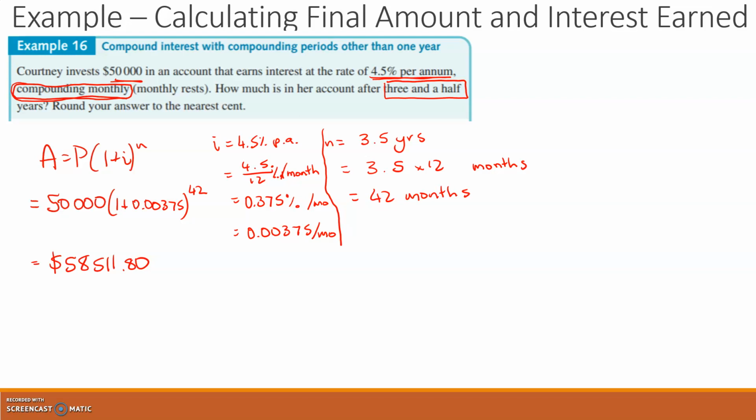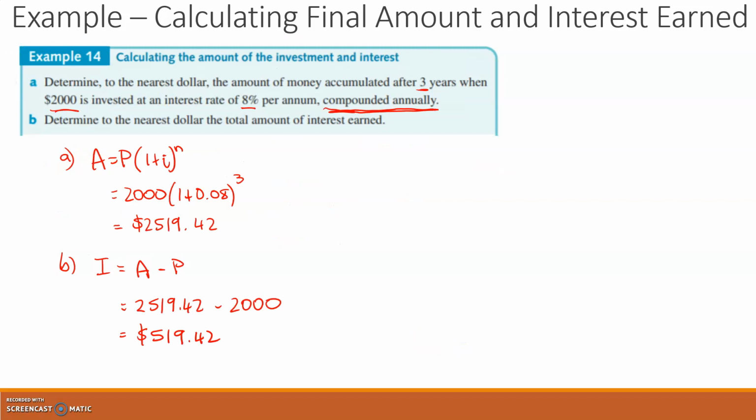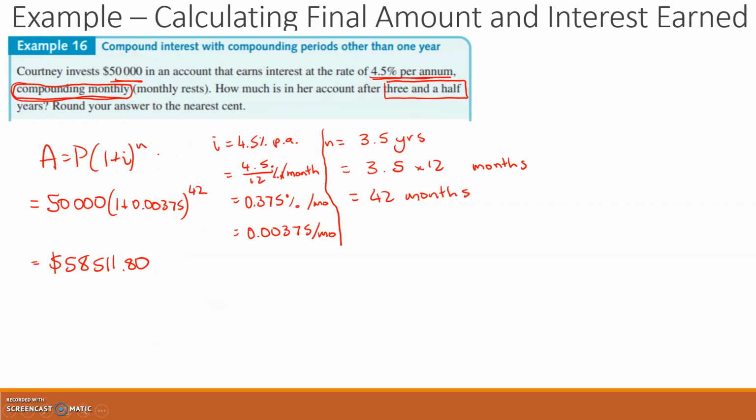We have 2 different kinds of questions to think about. We have when our compounding period is annually, and we can just use the formula in a really straightforward way. But then we also have non-annual compounding periods, so monthly, weekly, fortnightly. And in those cases, we need to be careful that our i value and our n value match the time period in question.